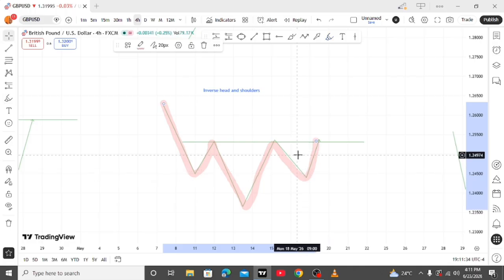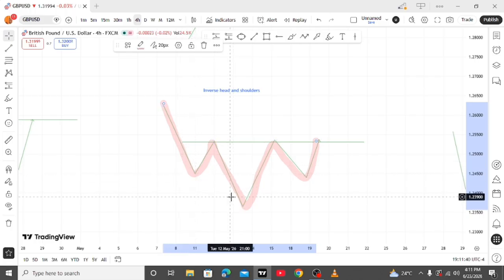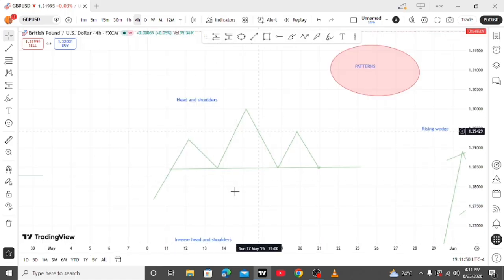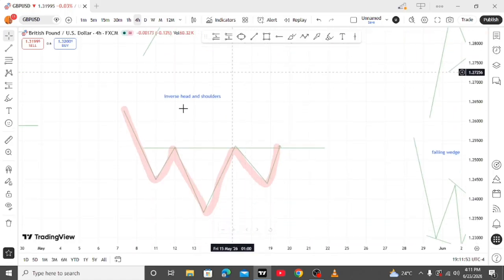So at this point, what do we do when we see an inverse head and shoulders? Because this is an inverse head and shoulders. This is the left shoulder, and this is the head, this is the right shoulder. So it's just like the upside down of this head and shoulders right here. So this is the inverse head and shoulders.